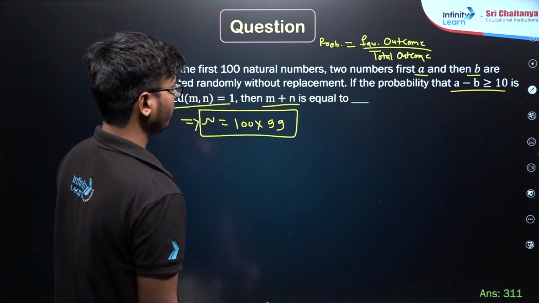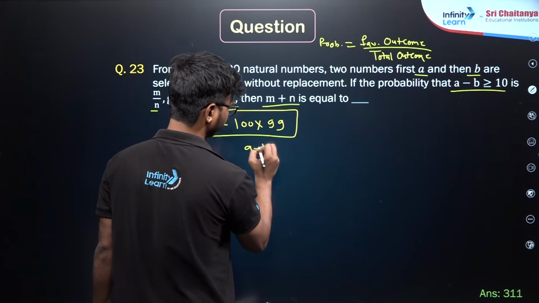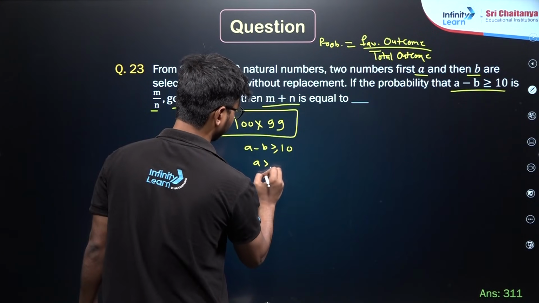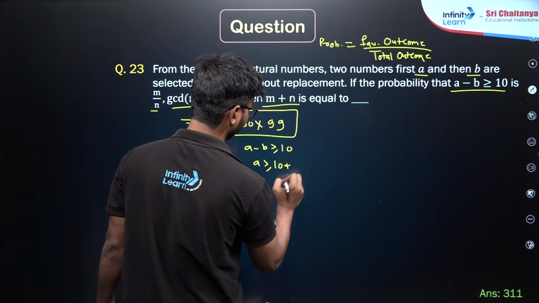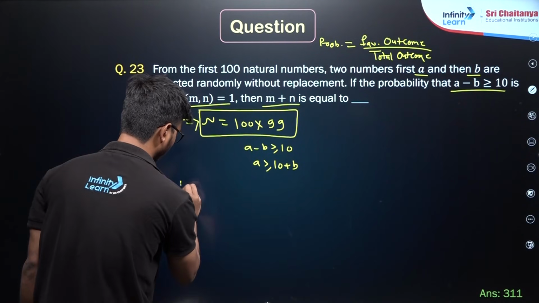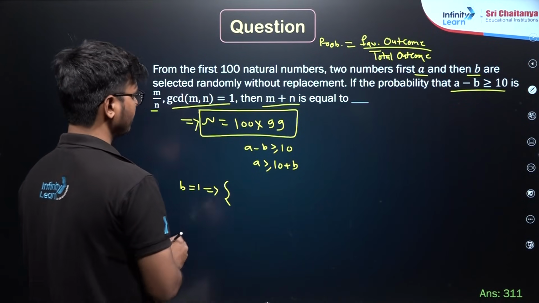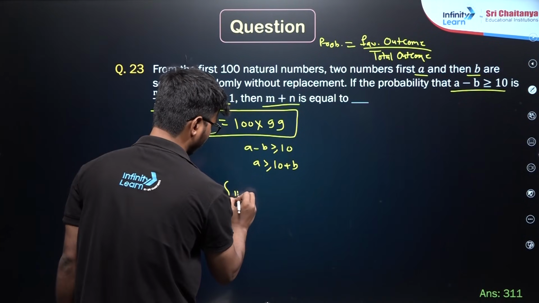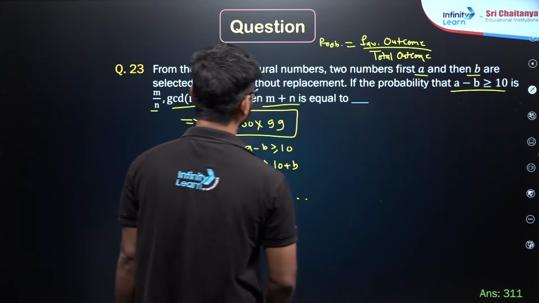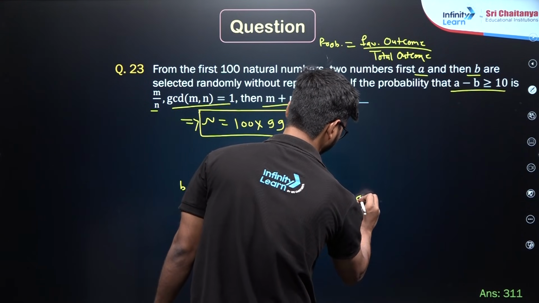Okay. Now for the favorable outcome, I can write the condition, that is A minus B is greater than or equal to 10, it is given. So I can write that A is greater than or equal to 10 plus B. Now if I take B as 1, this implies I am going to get A as 10 plus 1 is 11, 11, 12, 13, and in this way. Total how many possibilities are we having? Up to 100. So it is nothing but 90.